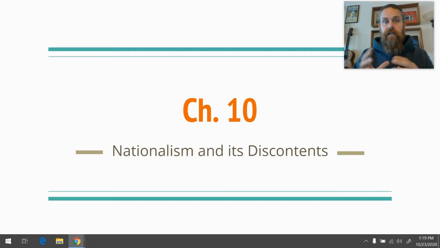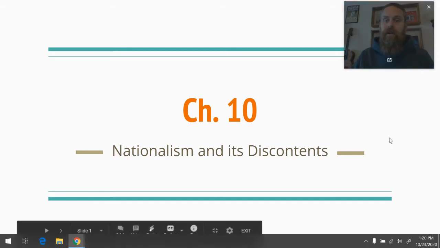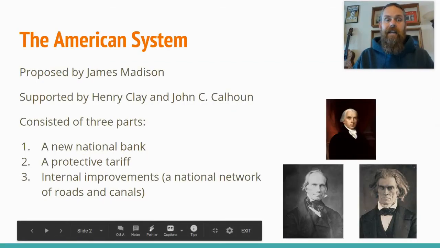Call this section, and it's titled the same in your book, Nationalism and its Discontents, because we're talking about how are we actually going to build a nation out of these sometimes disparate states. Okay, so let's start with this idea of an American system.